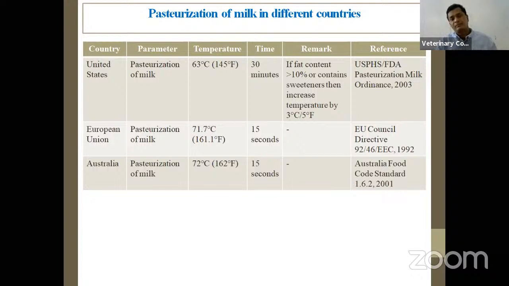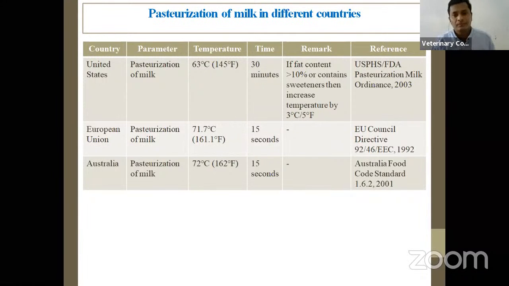Earlier, Mycobacterium tuberculosis was considered the most heat resistant pathogen. Pathogen, underline what I'm saying, pathogen. Of late, they found that Coxiella burnetii, the agent of Q fever, is still more resistant to heat compared to Mycobacterium tuberculosis. Then they replaced Mycobacterium tuberculosis with Coxiella burnetii.